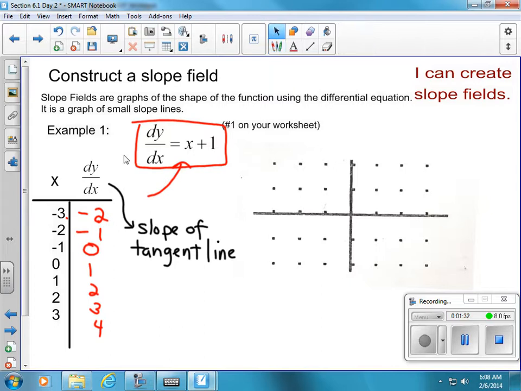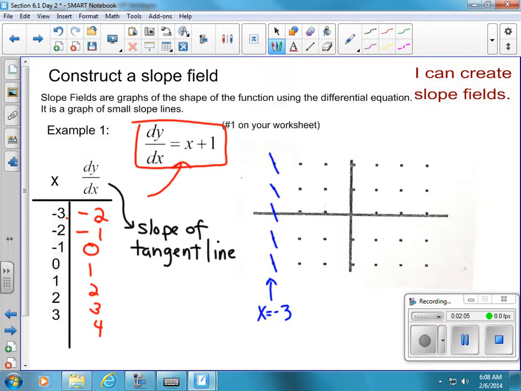Okay, so if I take a look at the first one, at -3, this is where x equals -3, all up and down this line. At each one of those points, our slope is equal to -2. So we're going to draw a little line with a slope of -2. And these are all best guess estimates of a slope line. They're not perfect, it's just an estimate of the slope.